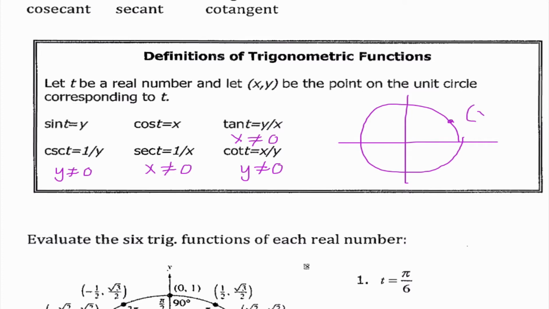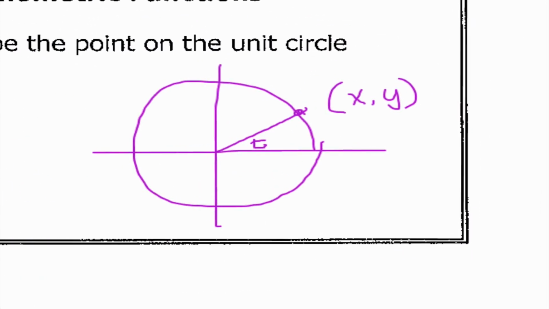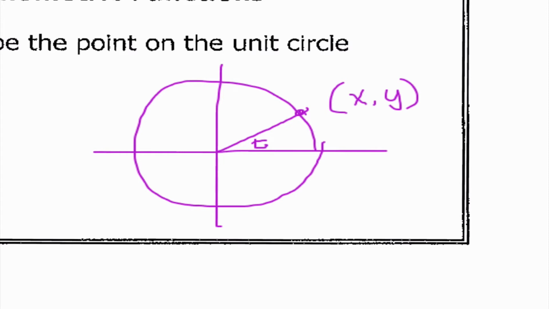Let's call this x, y, and this angle right here is t. I'm actually going to zoom in even more here for this. We know that this length right here is our radius, and on a unit circle, I know my radius is 1.